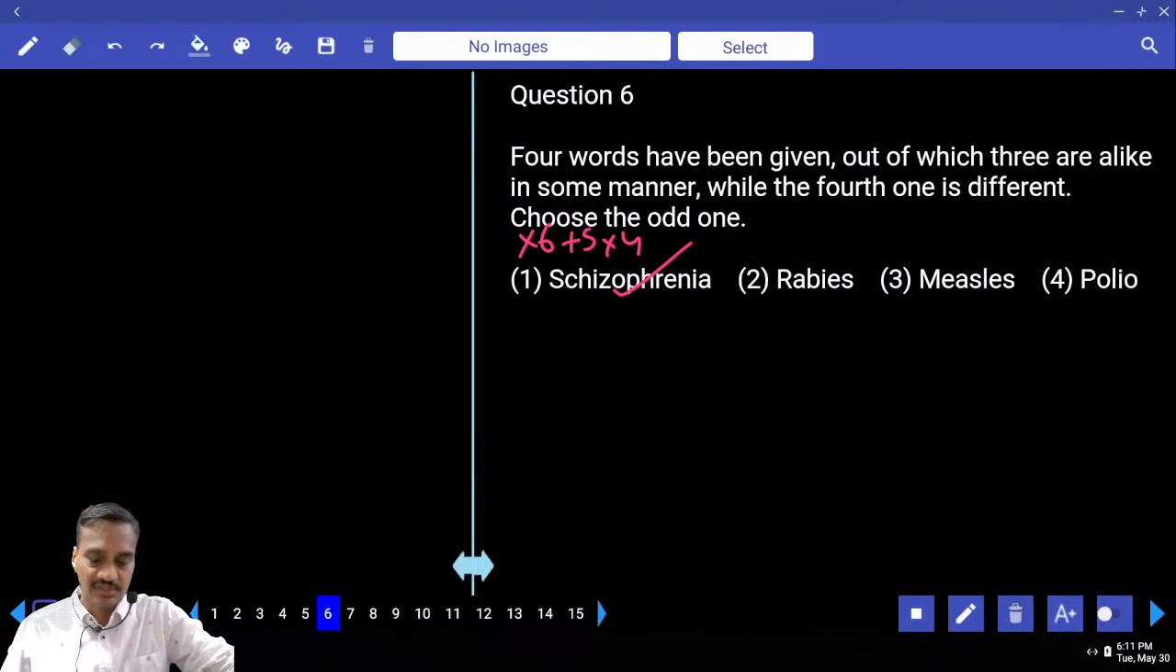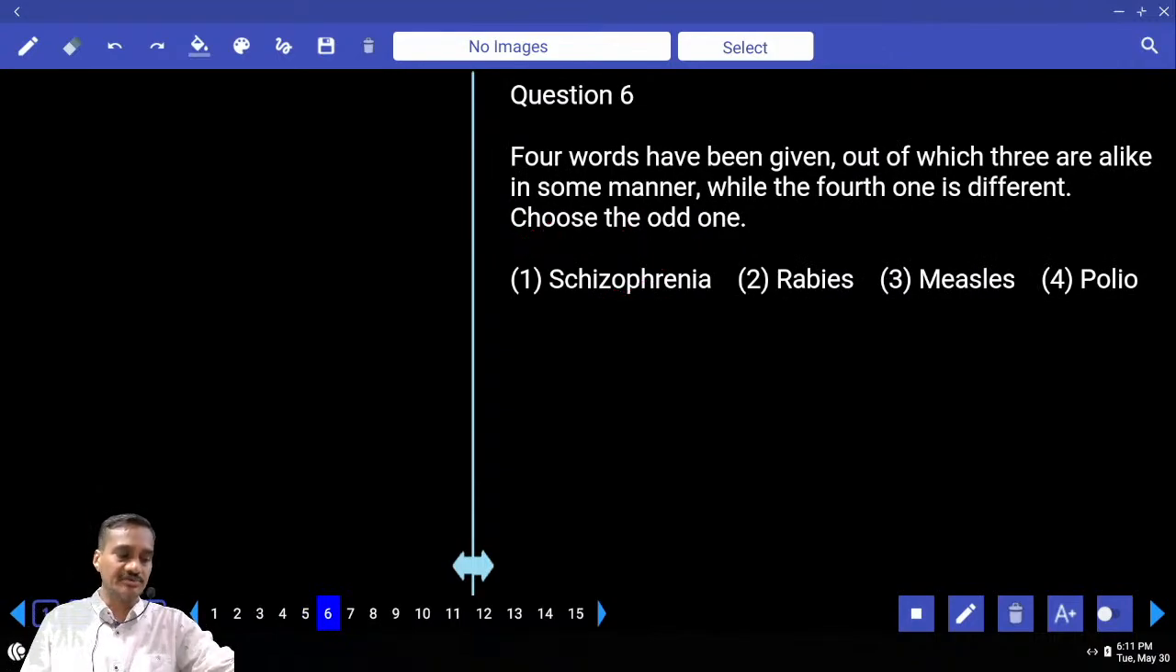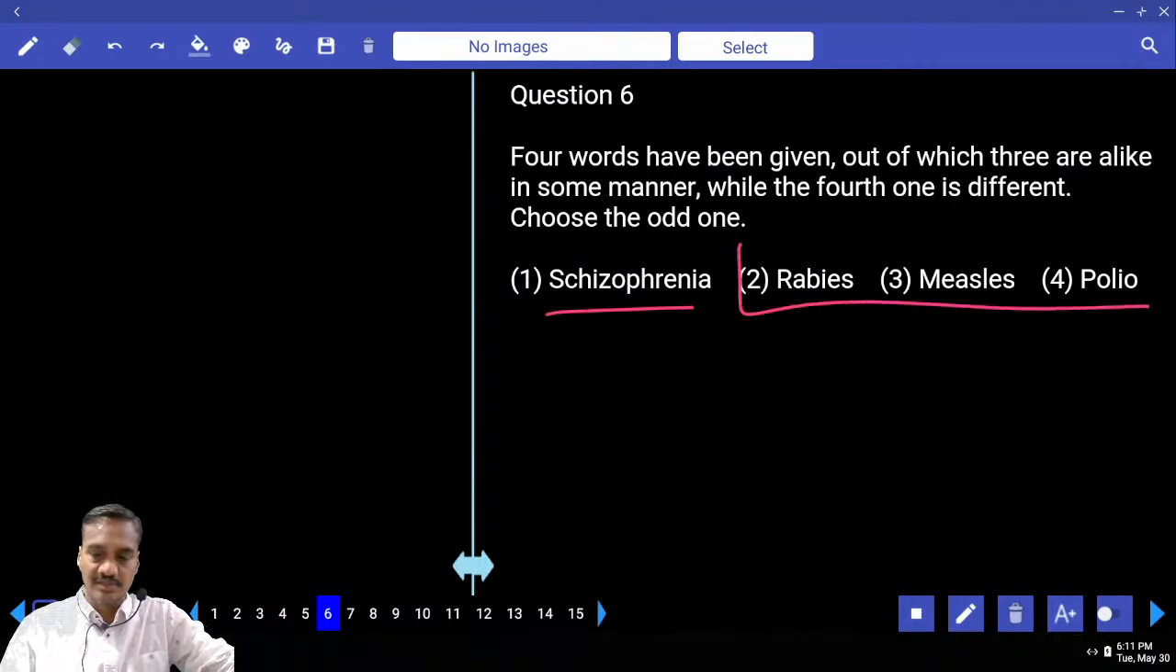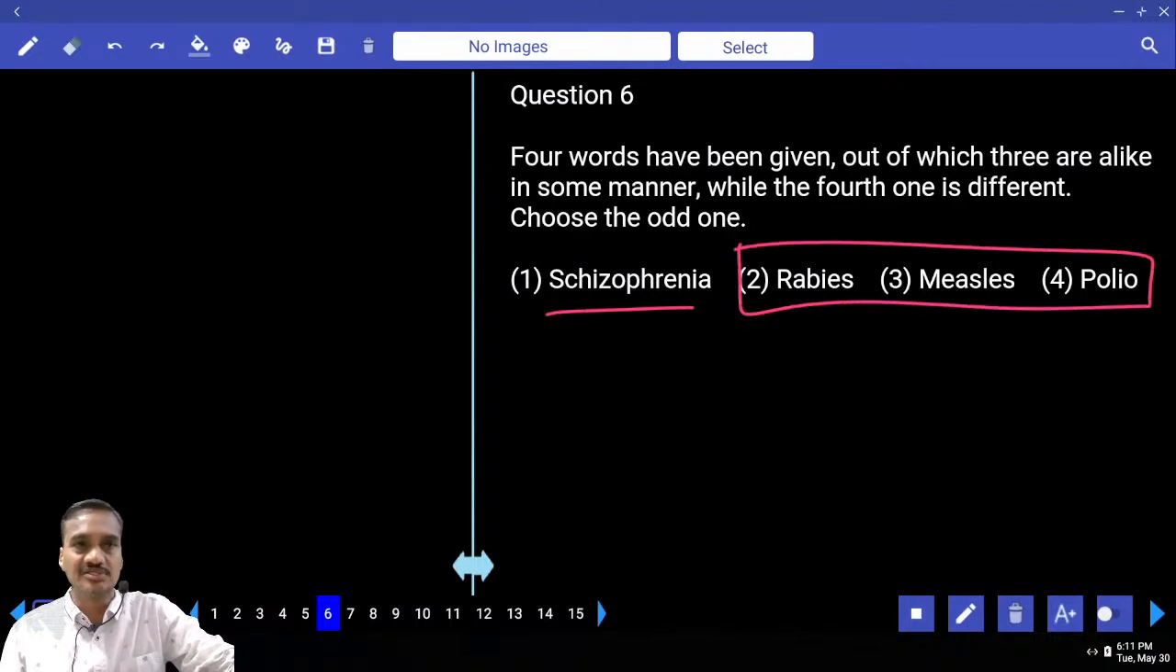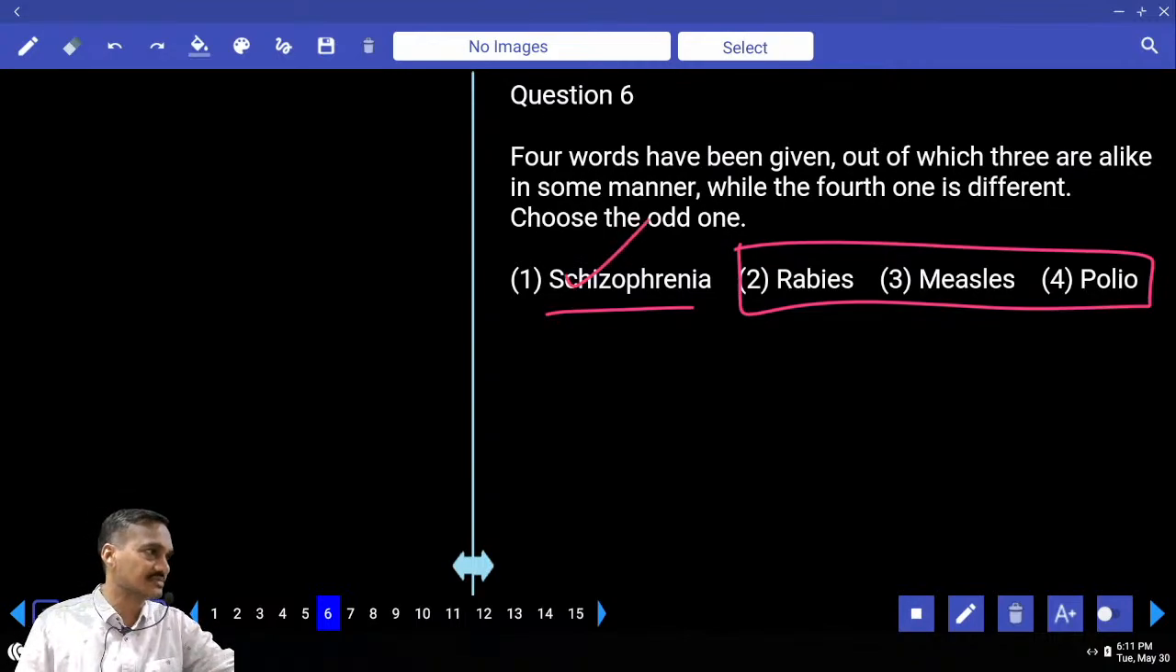Then the sixth one. The four words are given, so find the odd one out. Tell me what is the odd one out here? Except choice 1, the remaining 3 occur because of a virus. But this one is a mental disease. So the sixth one, choice 1.